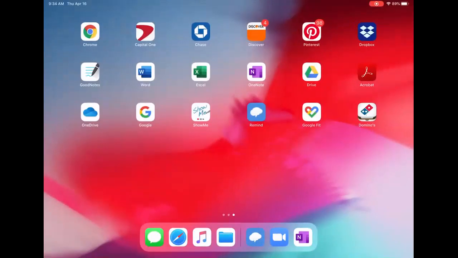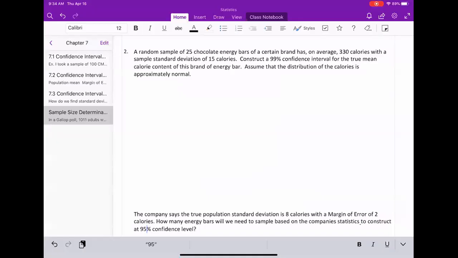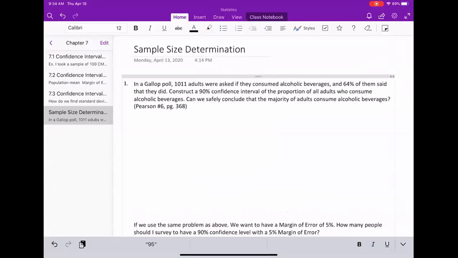All right, so back into our OneNote. So got two problems with two different parts. So the first part will be review, and the second part will be the new part of chapter 7.